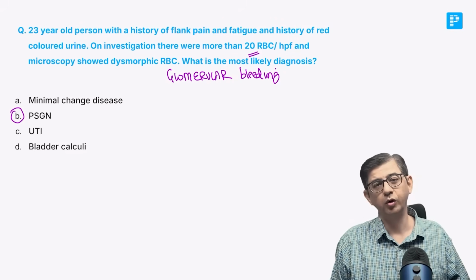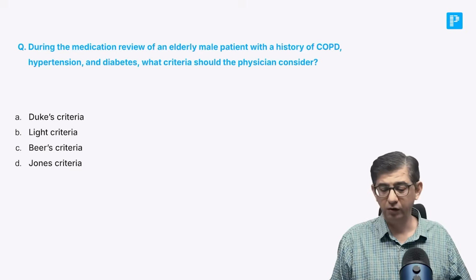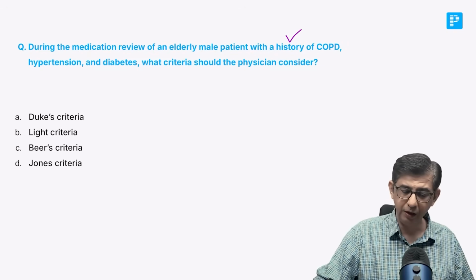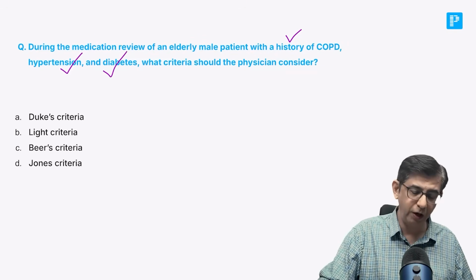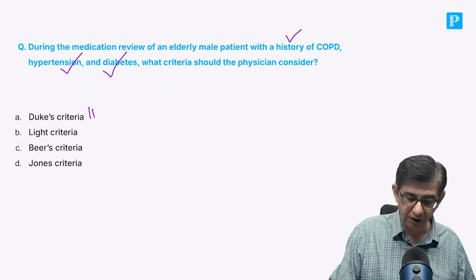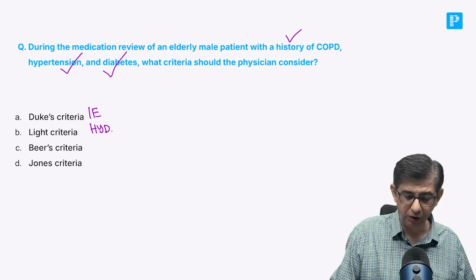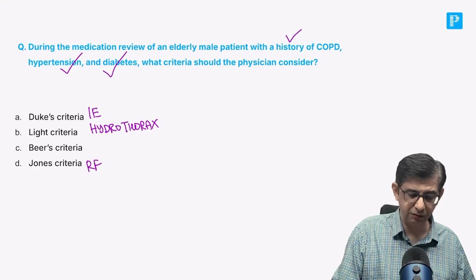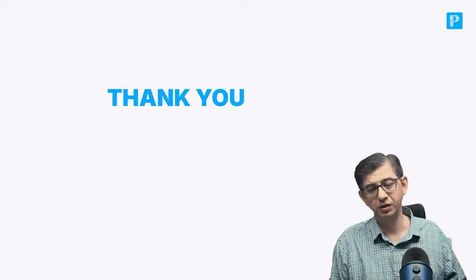is post-streptococcal glomerulonephritis. Then we have a chap with a history of COPD, hypertension, diabetes, so many problems. So the criteria that we'll use: Duke's criteria is for infective endocarditis, Light's criteria is for hydrothorax, that is for a pleural effusion, and Jones criteria would be for diagnosis of rheumatic fever. So in the current case, the diagnosis by exclusion here is Beers criteria.